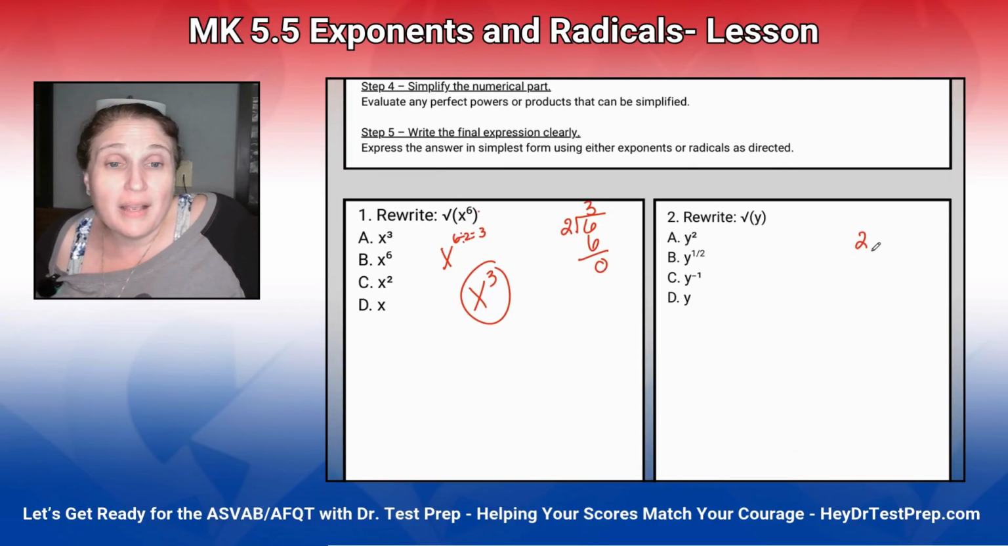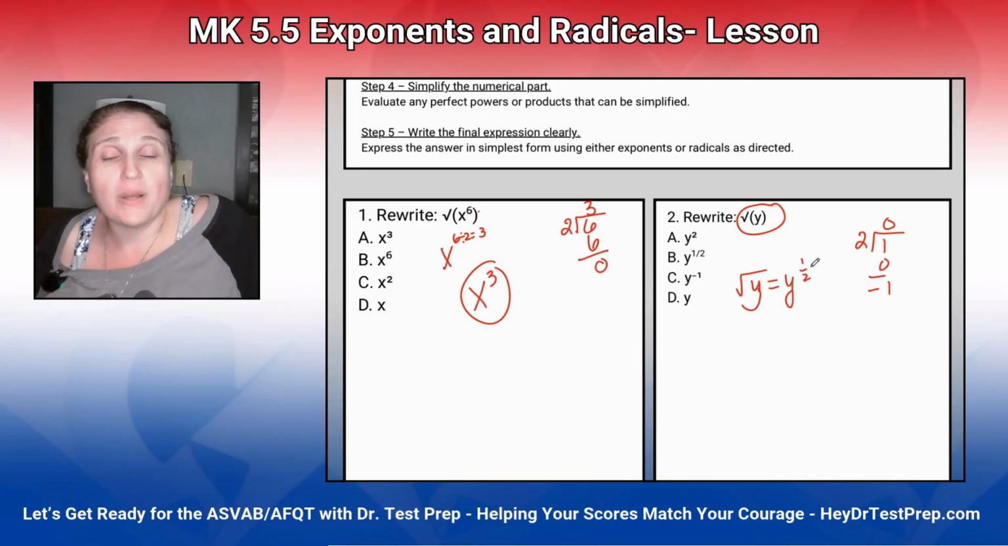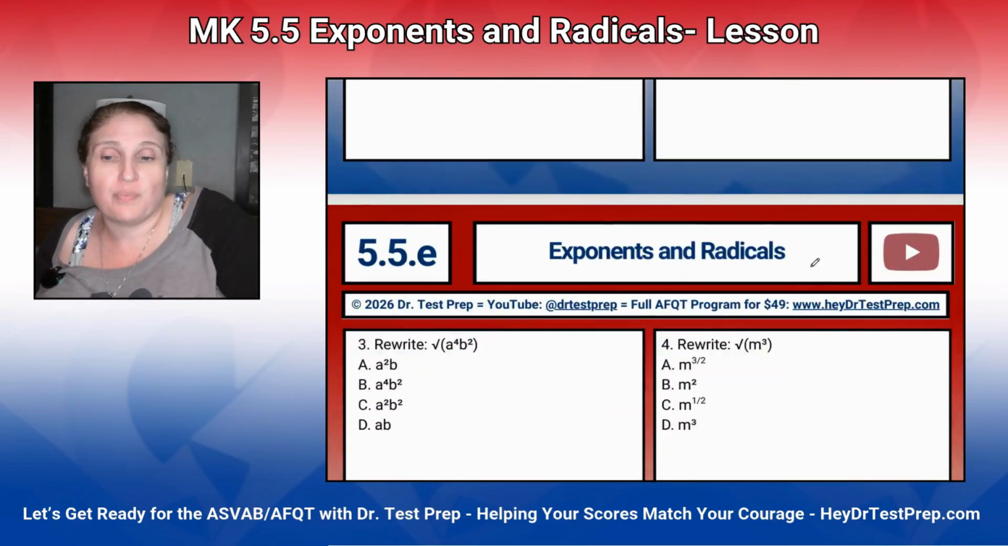Here, I can't do 2 into 1. I get a remainder 1. So this just stays the square root of y, which we write as y to the 1/2 because we're dividing by 2.